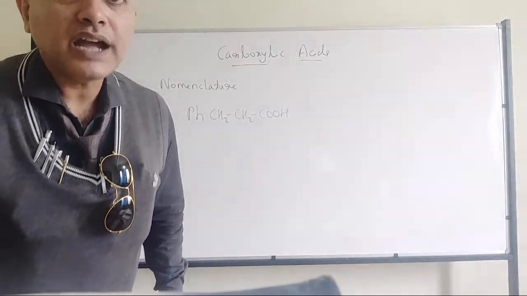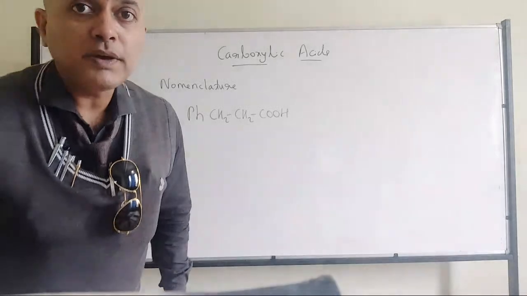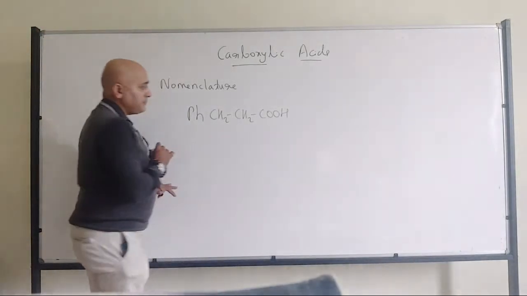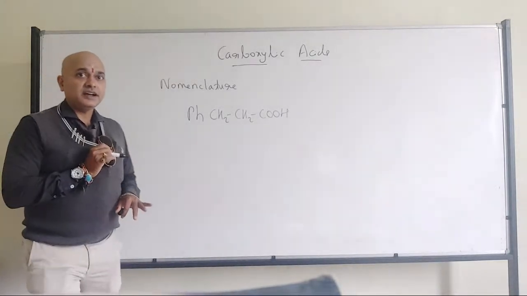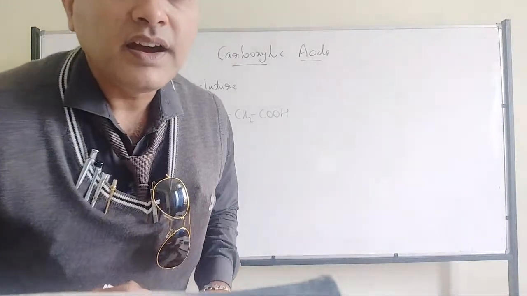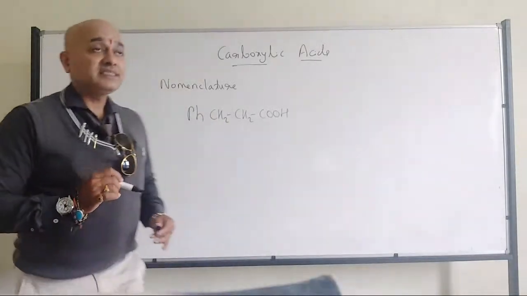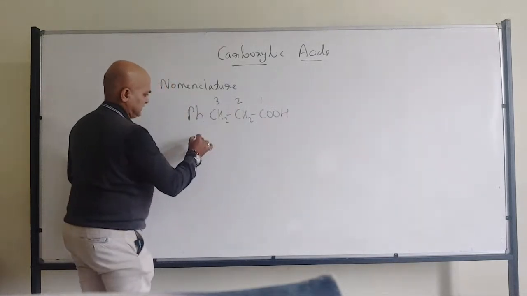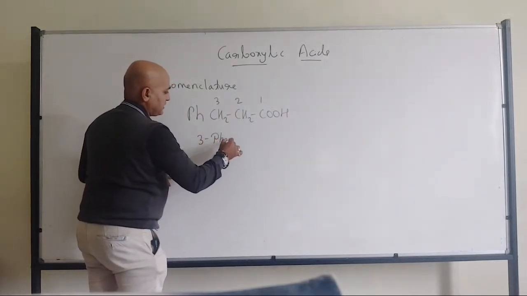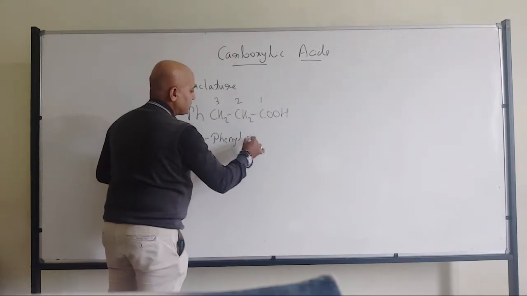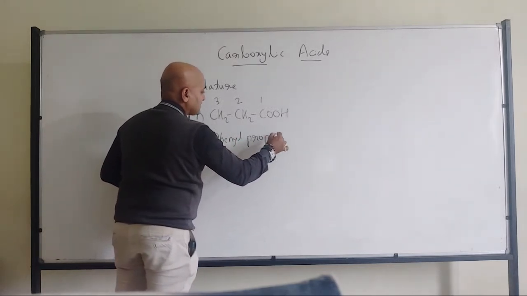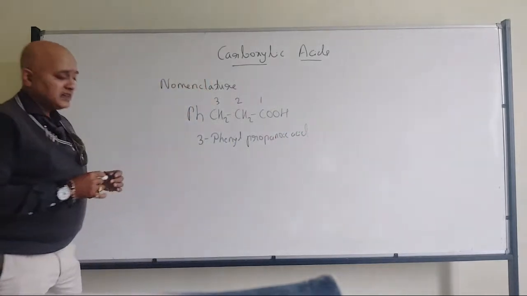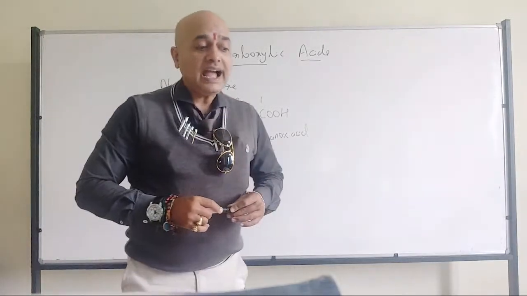As it is in your textbook, I have written 2-phenyl propanoic acid. Okay, so really it is 2-phenyl. Archit, in a hurry you might have written. Yes, it will be 3-phenyl propanoic acid. 1, 2, 3. So therefore, 3-phenyl propanoic acid. Ph means phenyl.